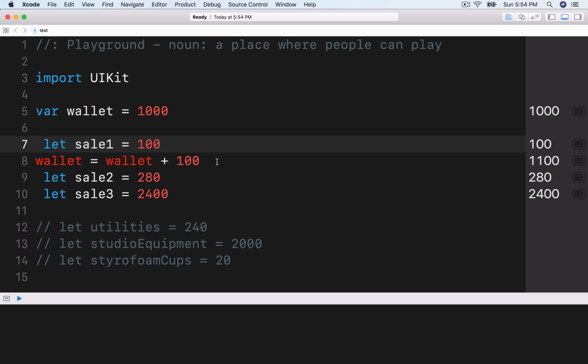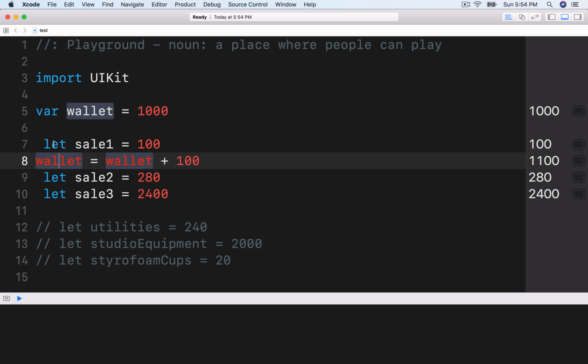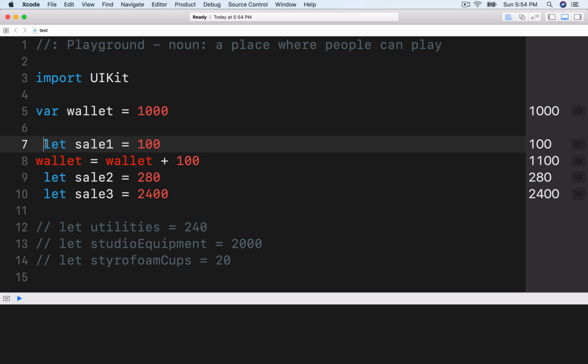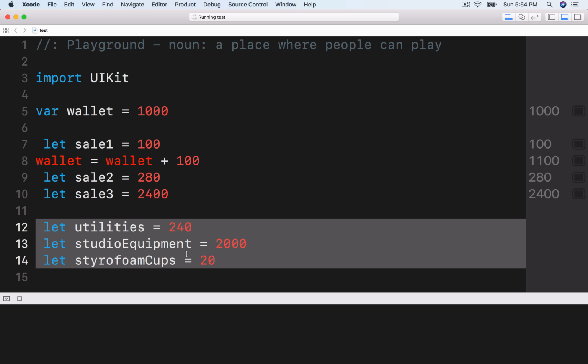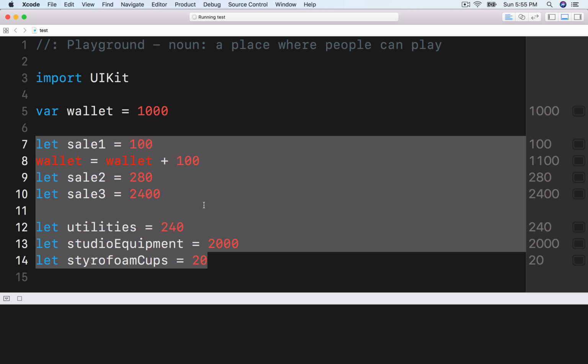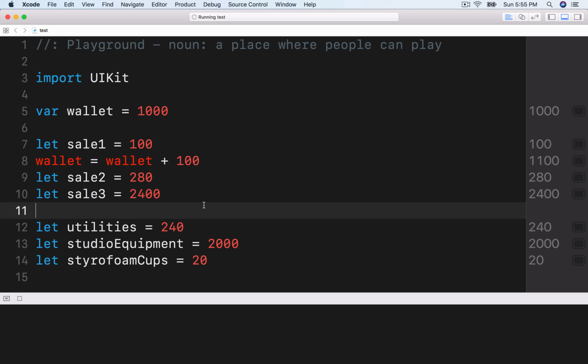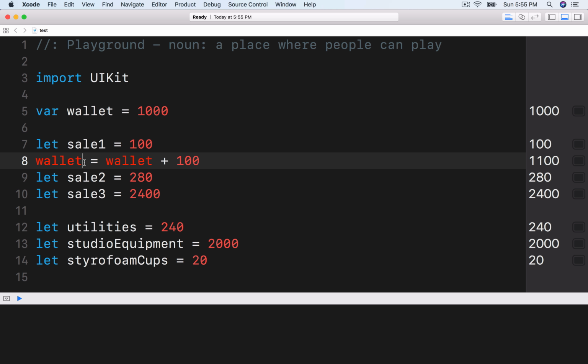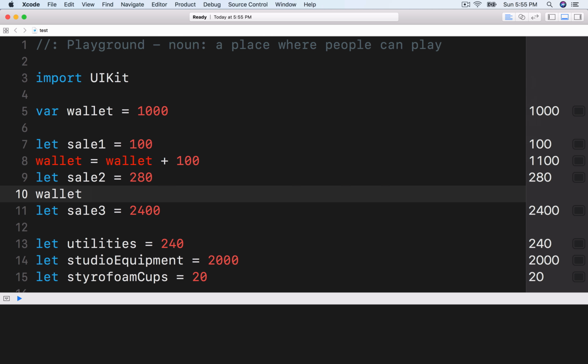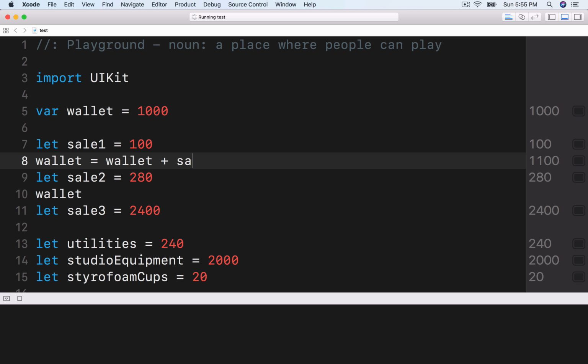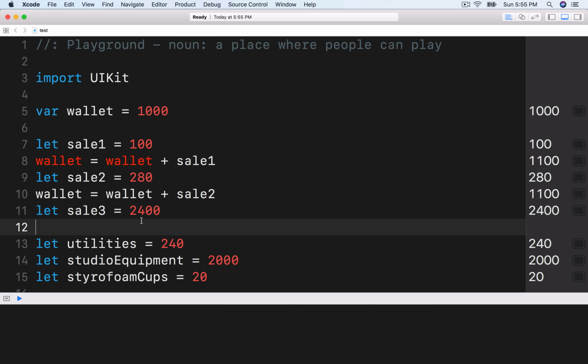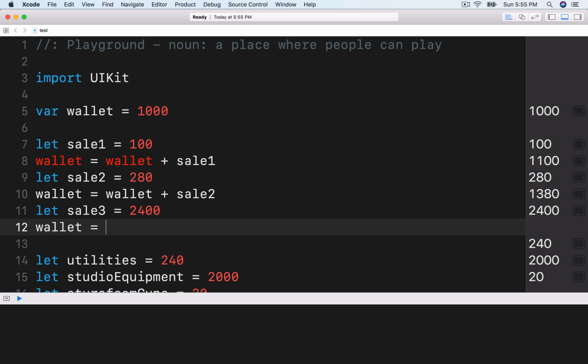It's never going to change. So what we see here in line 7 is I declared a new constant with let, sale 1, I mean. Alright, my bad. But anyways, every time I make a sale, I'm going to have to write wallet equals wallet plus 100, right? This one is going to be wallet equals wallet plus sale 1. And then this is going to be wallet equals wallet plus sale 2. And this one is going to be wallet equals wallet plus sale 3.